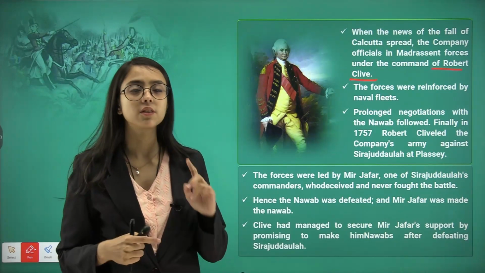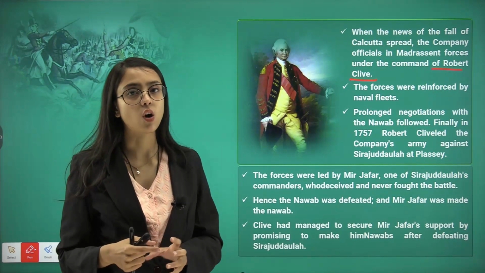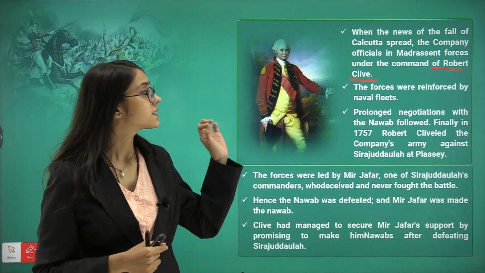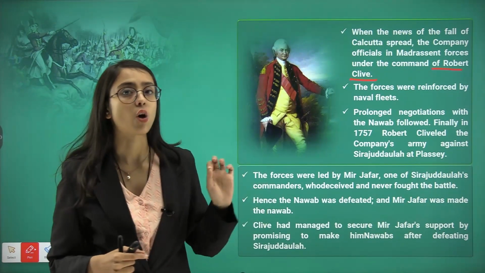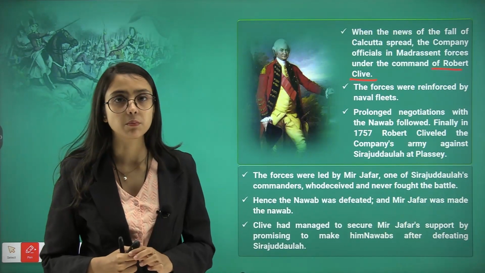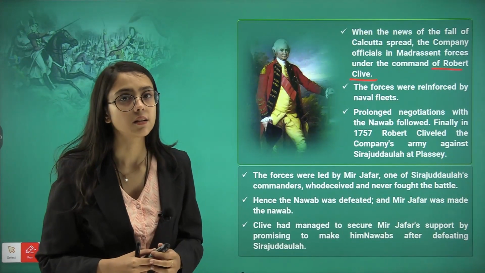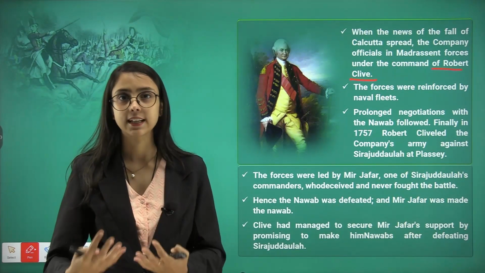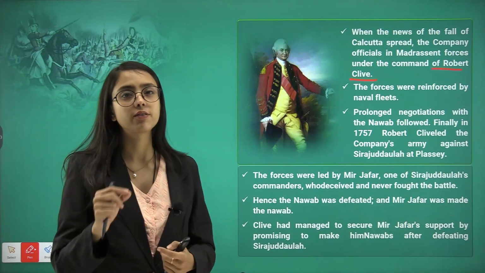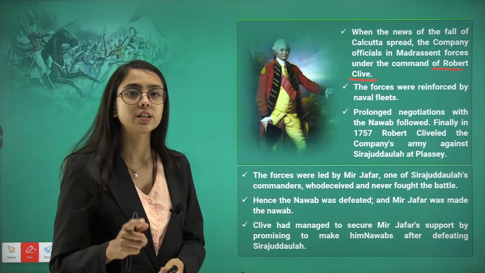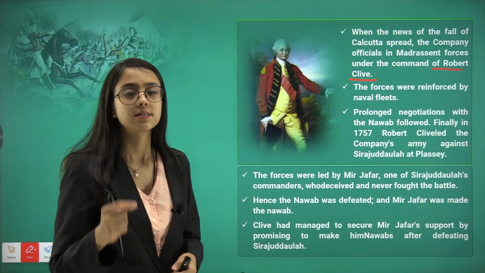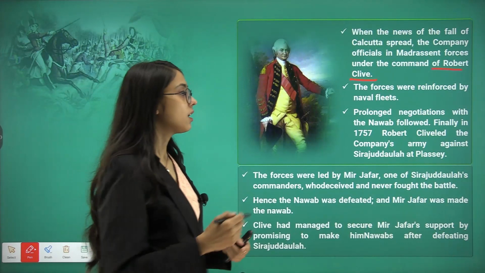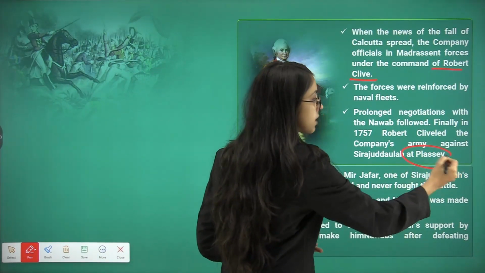At the same time, a lot of negotiations and diplomatic talks were still going on with the Nawab. Finally, in 1757, when no perfect solution was found, Robert Clive led the company's army against Sirajuddaullah at Plassey.